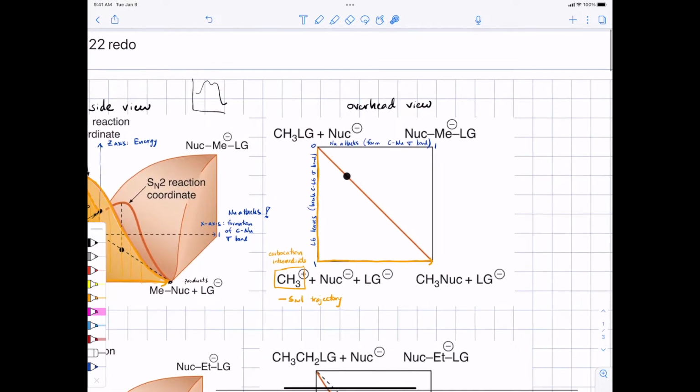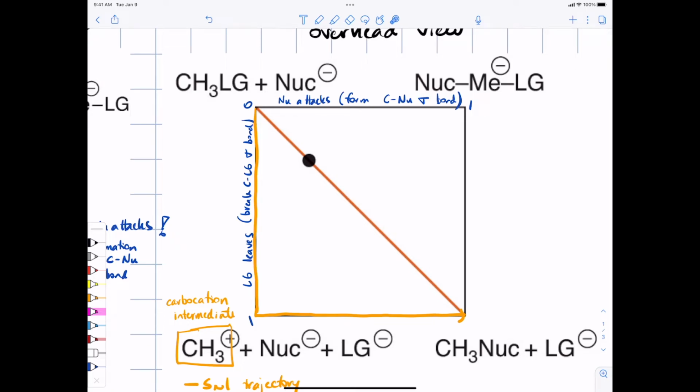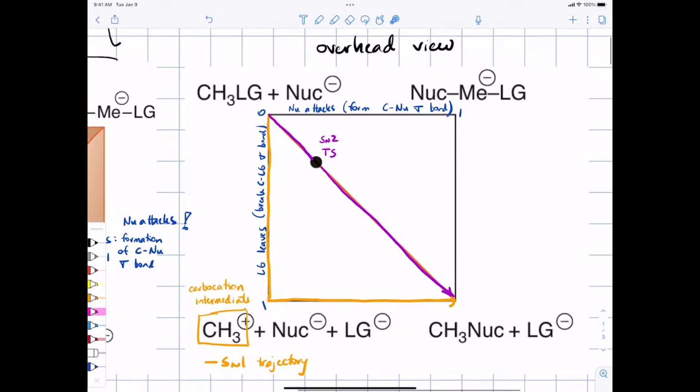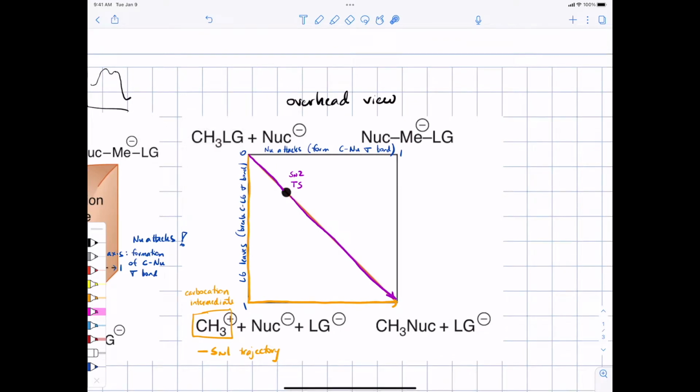If we look at our overhead view, in the diagonal approach, the leaving group leaves at the same time as the nucleophile is attacking. It happens in a concerted fashion. We're simultaneously moving along both axes. And this is what happens, of course, in an SN2 reaction. The nucleophile attacks as the leaving group is leaving.